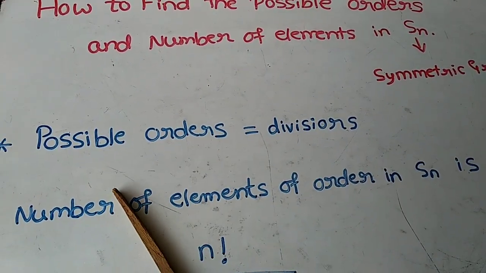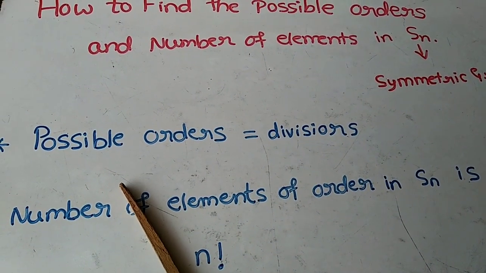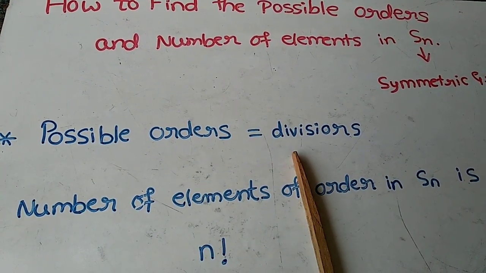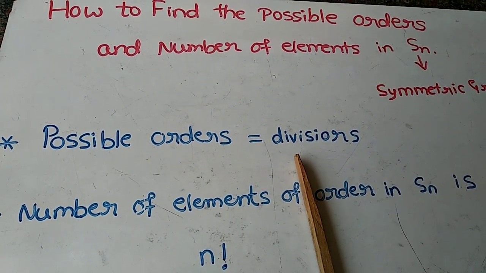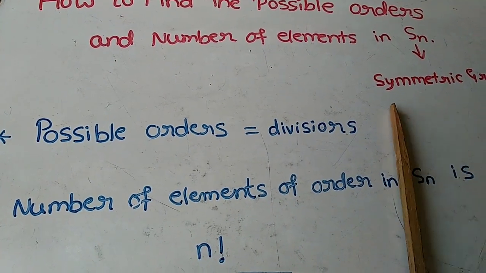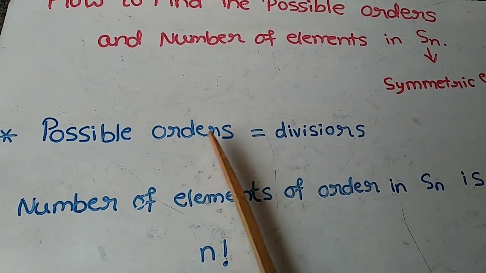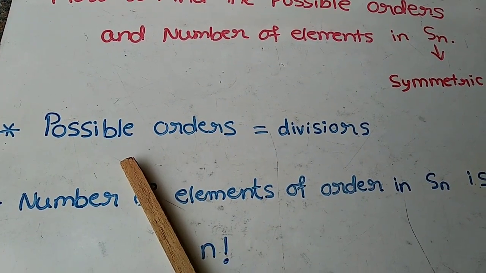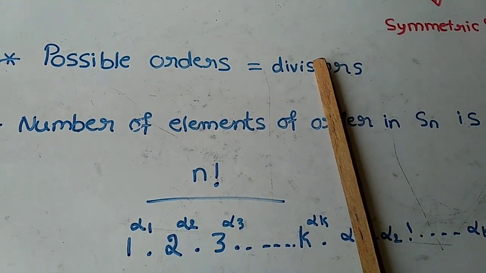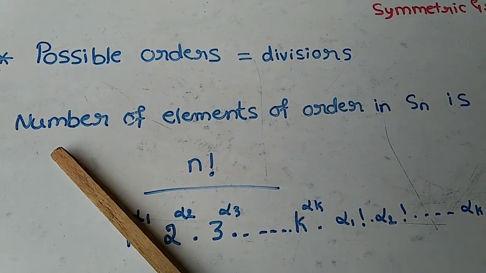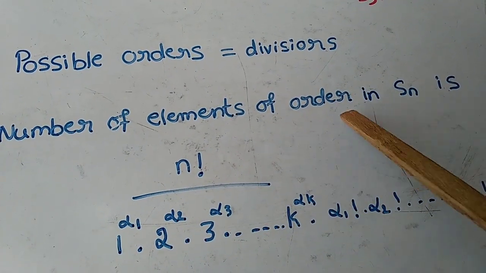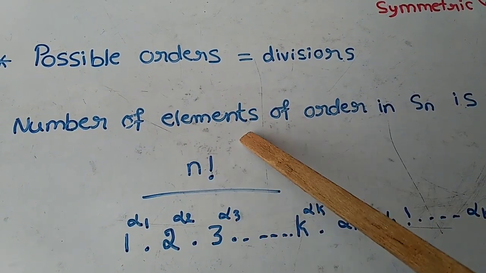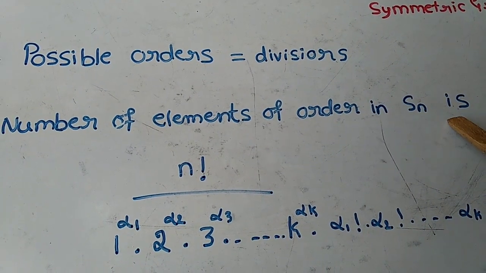If you want to find the possible orders of this Sn, you have to take the divisors. If you find the divisors, those divisors give you the possible orders. This is the first thing, and the second thing is the number of elements of a given order in Sn.